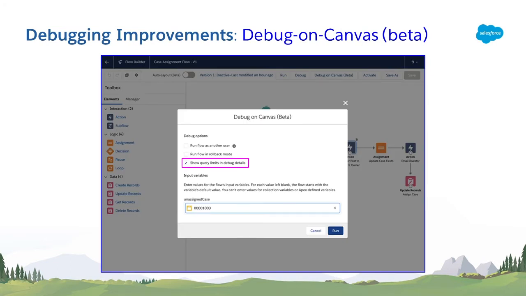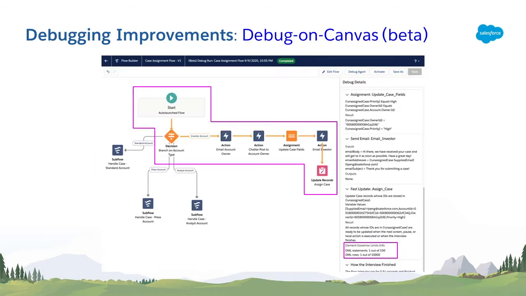Click on that button, and instead of having a new browser tab opened, you'll see a modal. Inside that modal are the regular debug run configuration settings, but also a mysterious new setting called Show Query Limits in Debug Details. Check that box, set the inputs and hit run, and you'll see a few new things.